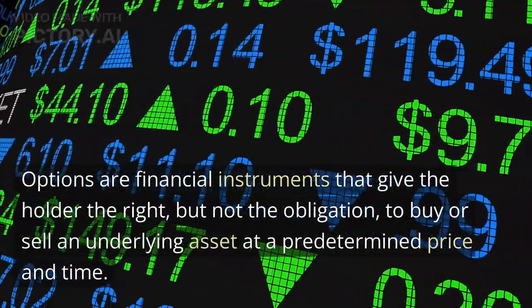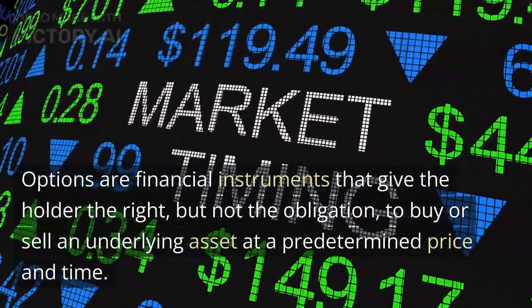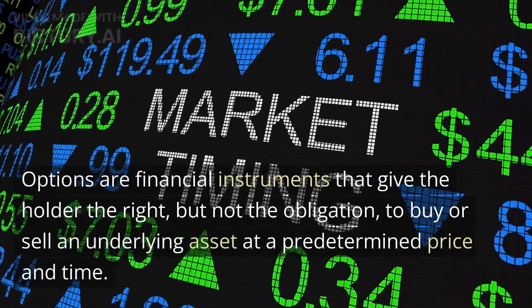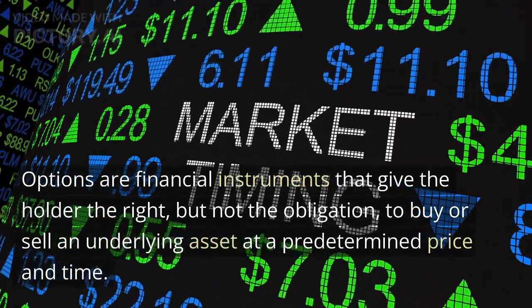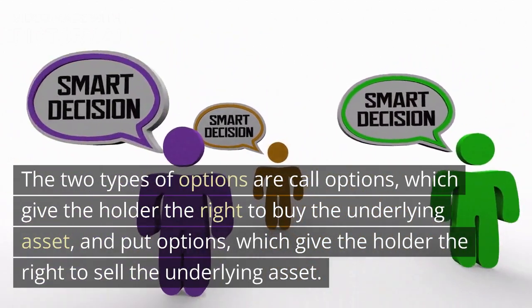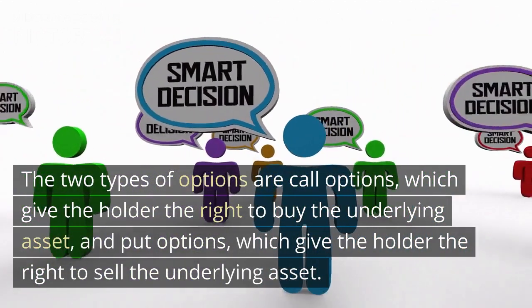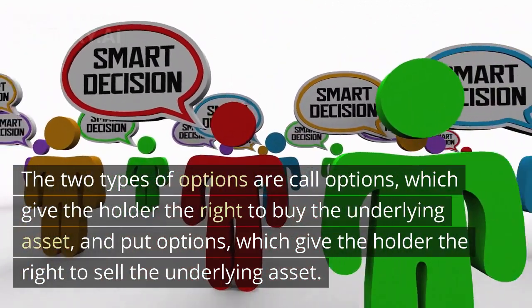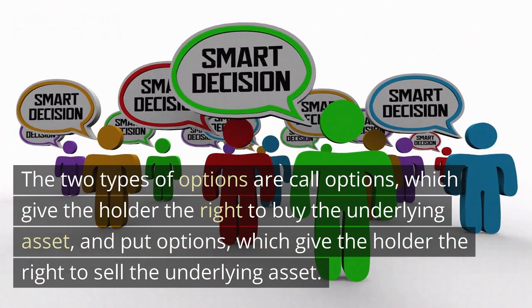Options are financial instruments that give the holder the right, but not the obligation, to buy or sell an underlying asset at a predetermined price and time. The two types of options are call options, which give the holder the right to buy the underlying asset, and put options, which give the holder the right to sell the underlying asset.